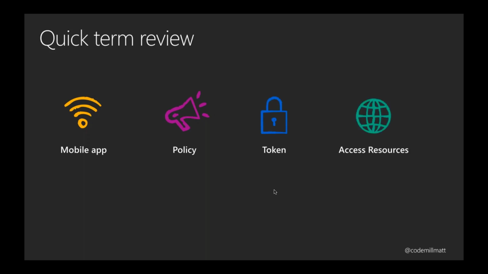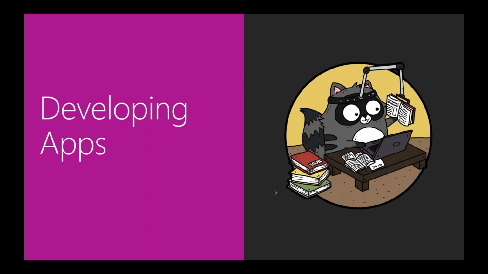And so the flow of B2C works like this: we have a mobile app. That mobile app invokes a policy. That policy then returns a token, and that token we use to access resources. So that's the quick 101 of the foundation of B2C. There's a lot more to it, but we're going to use this quick 101 to understand everything as we start to develop an app.